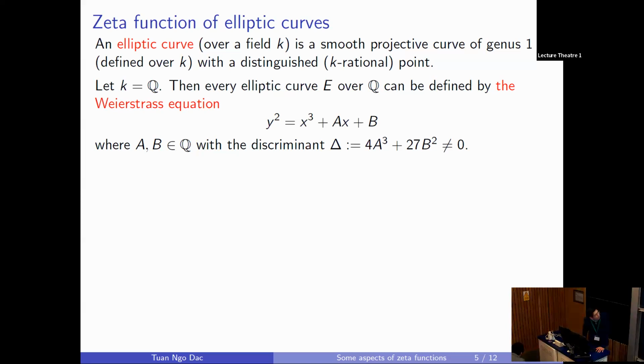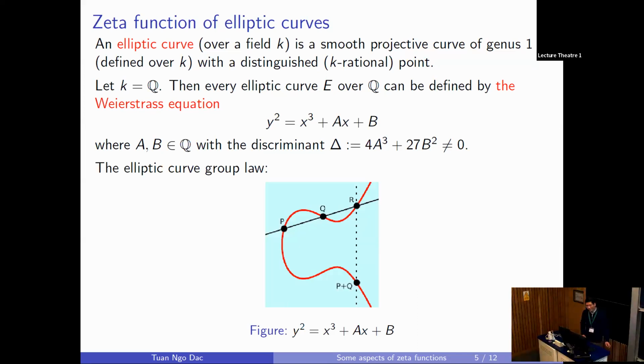If we take K equal to Q, the field of rational numbers, then every elliptic curve E can be defined by a Weierstrass equation. It is very simple: y squared equals x cubed plus Ax plus B, with A and B rational numbers, with a technical condition that the discriminant Delta, expressed in terms of A and B, is different from 0. This technical condition is just to get something smooth.